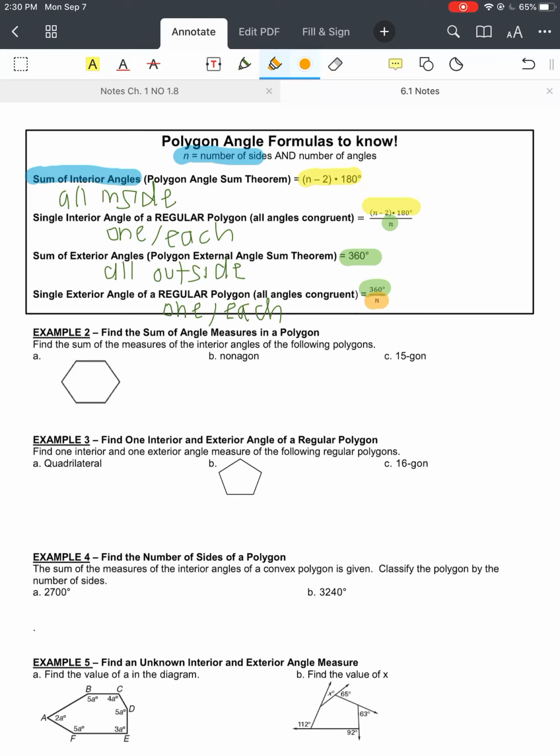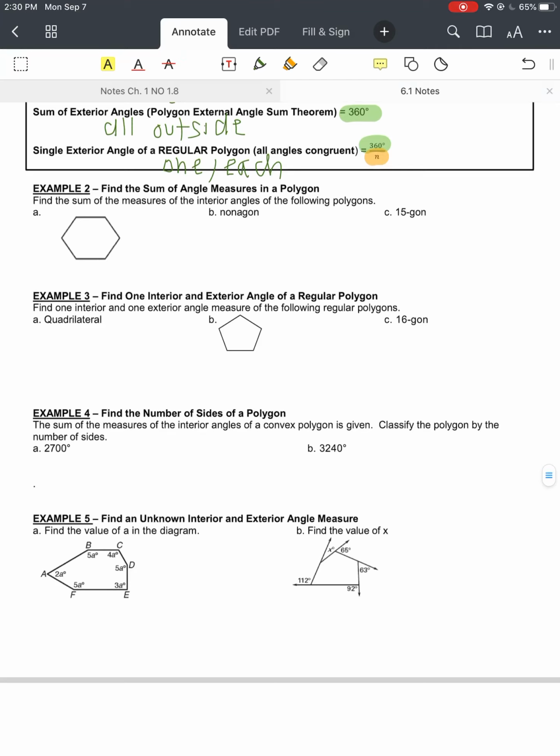So that will tell you what just one is. So these 4 formulas, as long as you know when to apply them, you should be able to do each one of these problems just using one of these formulas. So example 2, find the sum of the measures of the interior angles of the following polygon. Find the sum of the interior. That tells me I'm going to be using that first equation.